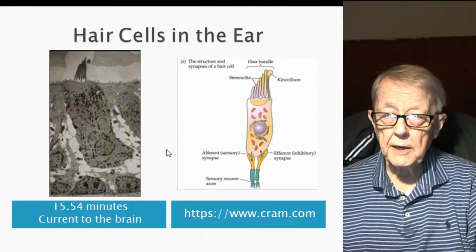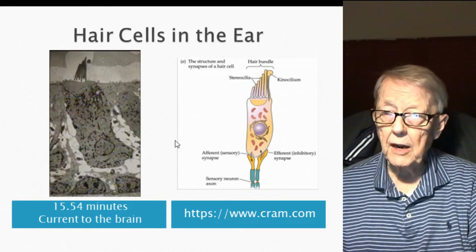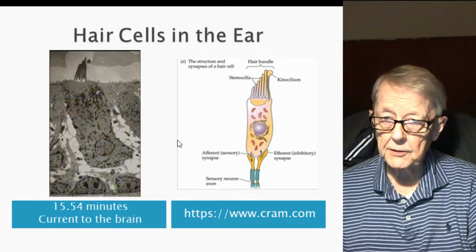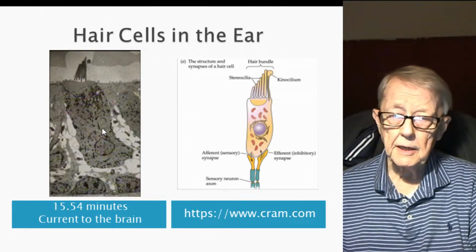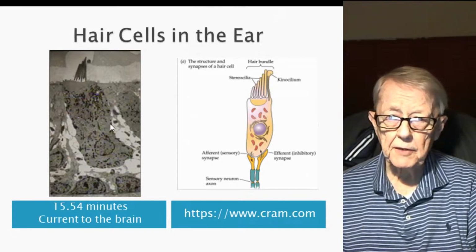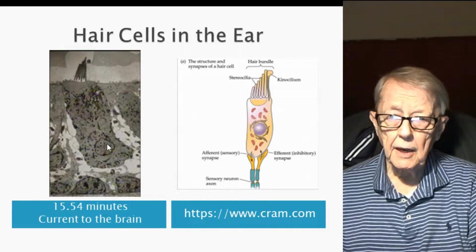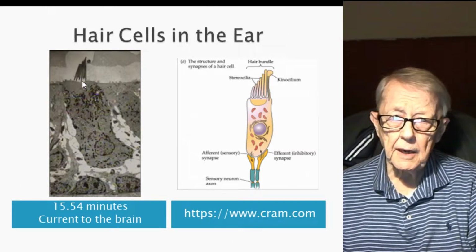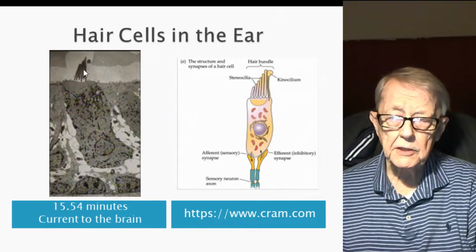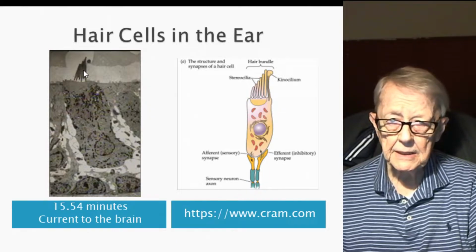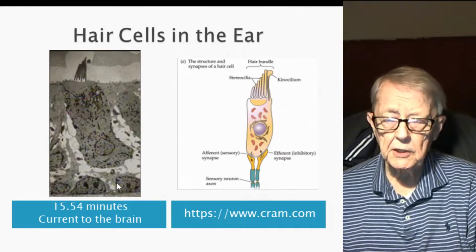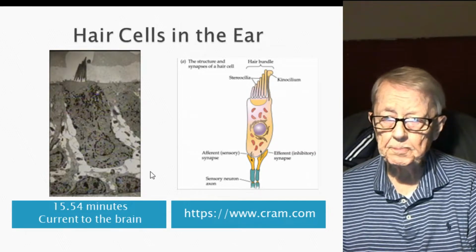So we get right into the meat of it. Inside the inner ear, we have hair cells. This is a cutaway slice of a hair cell showing you the shape and size of it. This is the whole cell right here. And on top of the cell, connected to it, is a hair bundle. And there are neurons leaving this, essentially going down to the brain.